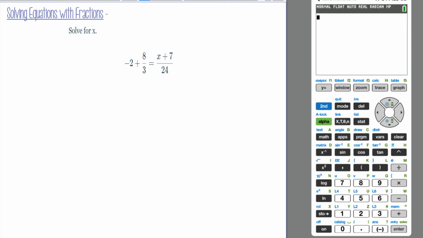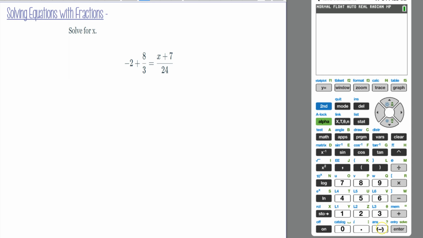Hi, I just want to briefly go over two solving equations with fraction problems. For this problem, solve for x, we have -2 plus 8/3 equals x plus 7 over 24. For this one, you can use the least common denominator to get rid of that 3 and 24 in the denominator. But if you look at the left-hand side right here, I can simplify -2 plus 8/3.